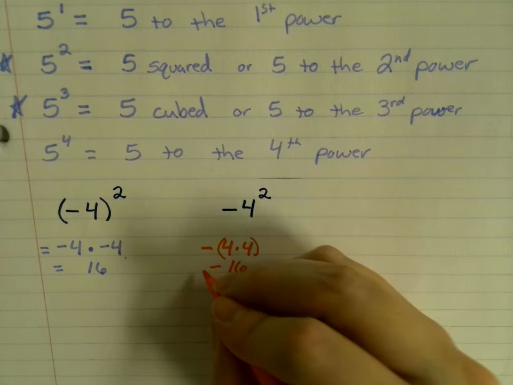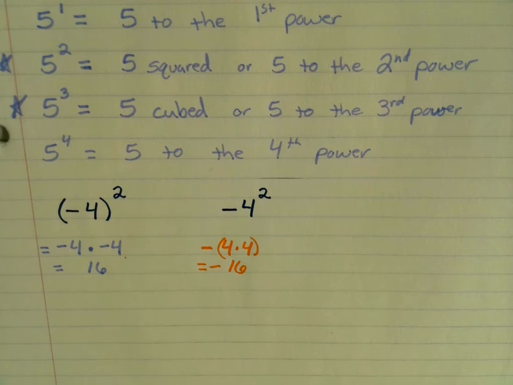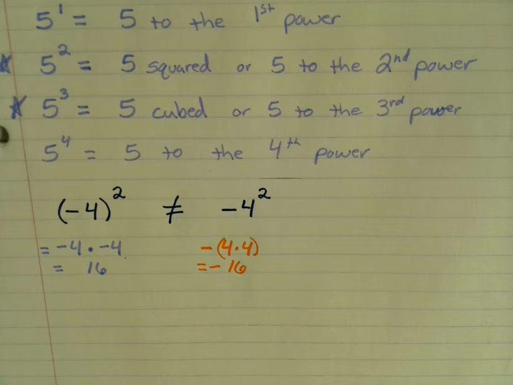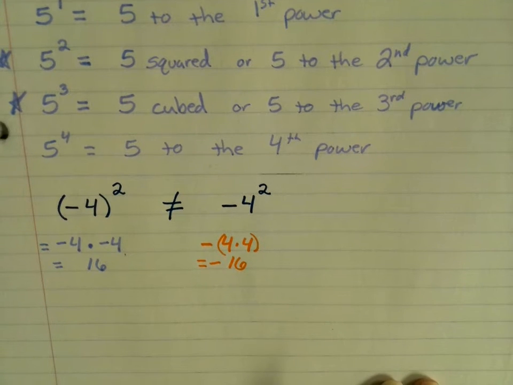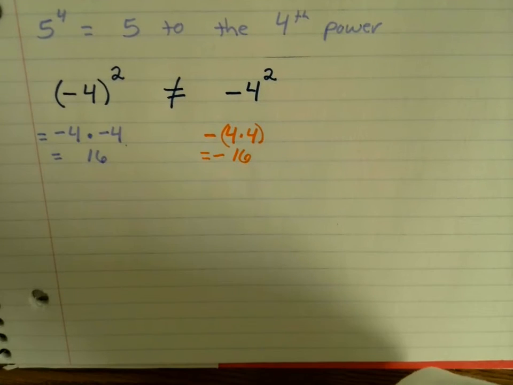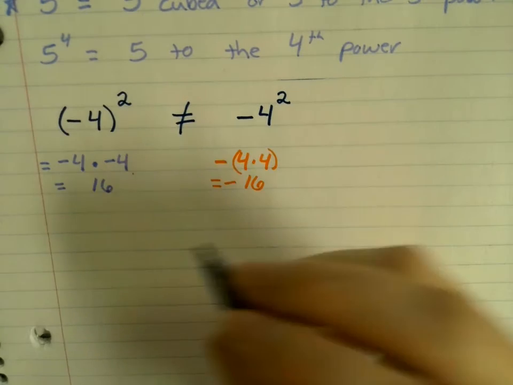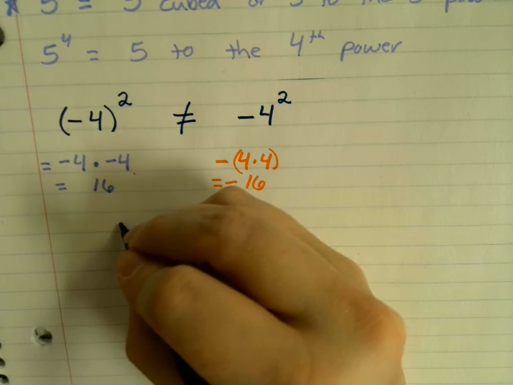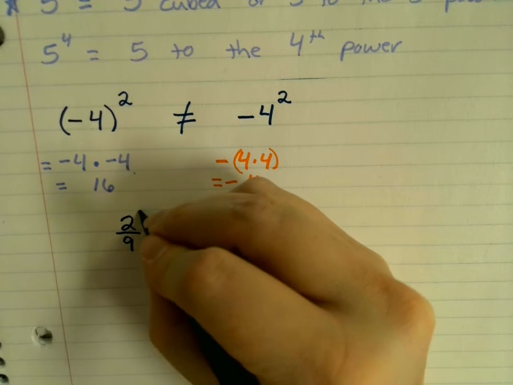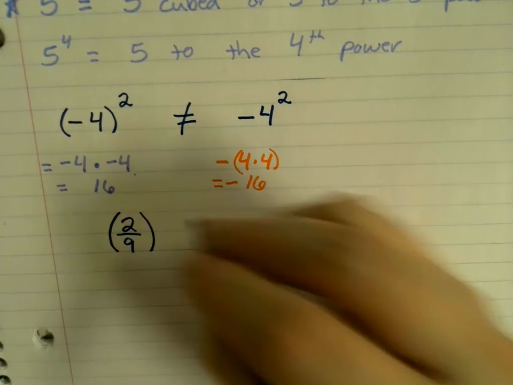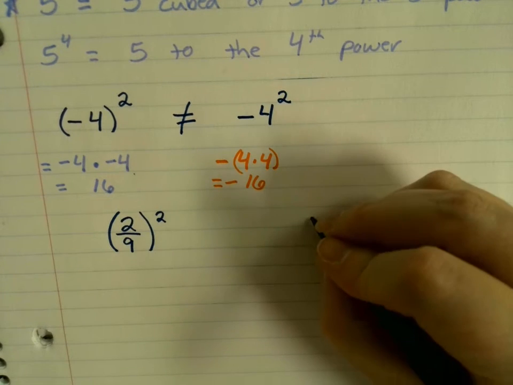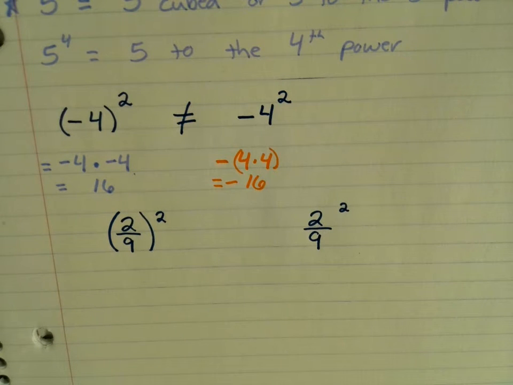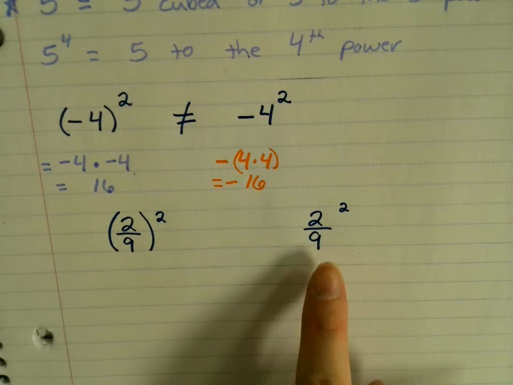So these things are not going to be the same. They're actually not equal to each other. Okay, this is also true for one other concept. So not just negative bases, but also bases that have a fraction. So if I've got something that says 2/9 and I'm raising this to the second power versus 2/9 not in parentheses raised to the second power, these are also not going to be the same.